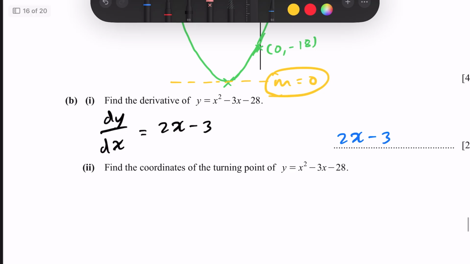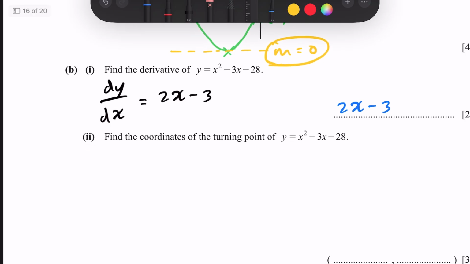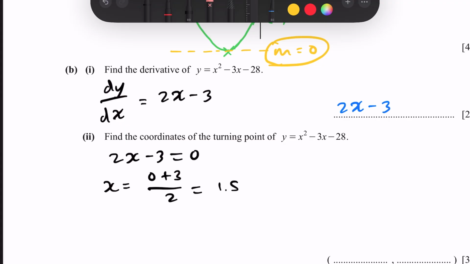And since 2x minus 3 gives us the value of m at the x coordinate which is given, this means that if we have 2x minus 3 is equal to 0, the value of x is equal to the x coordinate of the turning point. So that shows us the x coordinate of the point where m is equal to 0, where the gradient is horizontal, and when the gradient is 0, that is where the turning point lies. So x is equal to 0 plus 3 divided by 2, which is equal to 1.5.